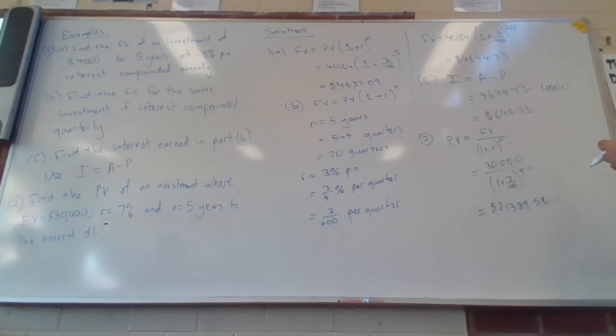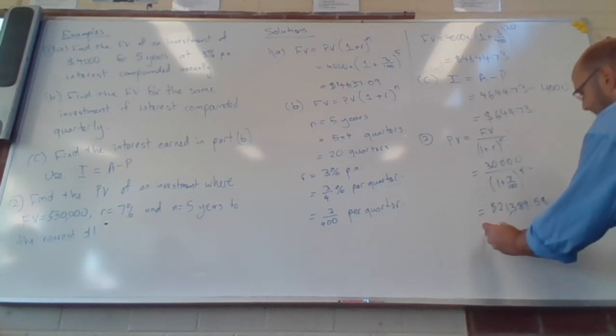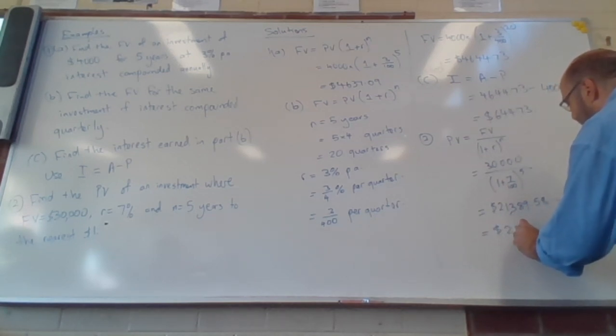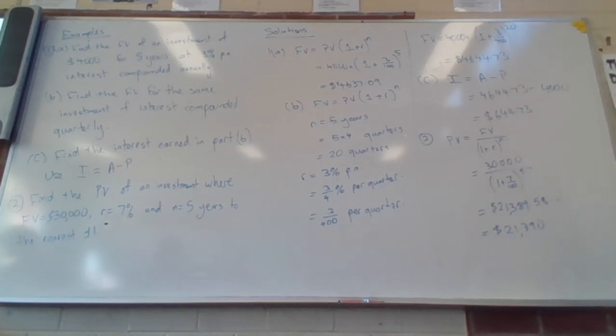Okay, $21,389 and some cents. We're asked to get it to the nearest dollar. So to the nearest dollar, that's going to be $21,390. And that's enough for us to get a start on exercise 3A in the Cambridge Year 12 Standard 2 textbook.